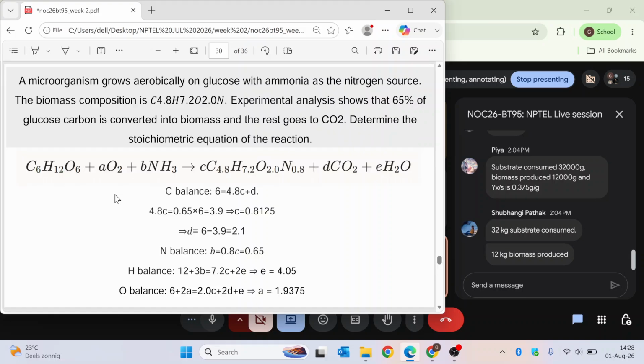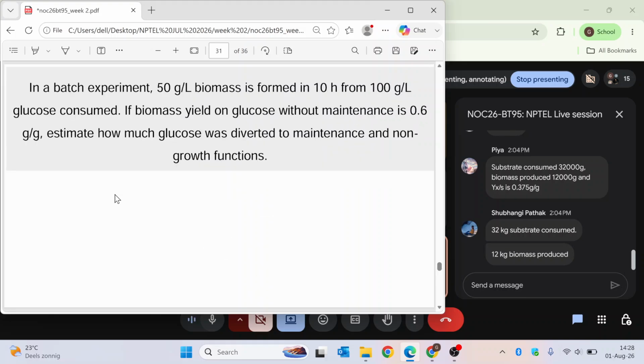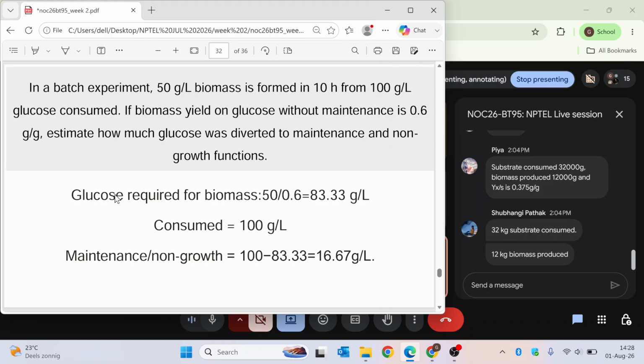This is one question. So the next question is, in a batch experiment, 50 gram per liter biomass is formed in 10 hours from 100 gram per liter glucose consumed. Okay, so initially it has 100 gram per liter substrate, the biomass formed is 50 gram per liter, and the time duration is 10 hours. If biomass yield on glucose without maintenance is 0.6 gram per gram, how much glucose was diverted to maintenance and non-growth functions? It is similar to some of the questions that we saw before.